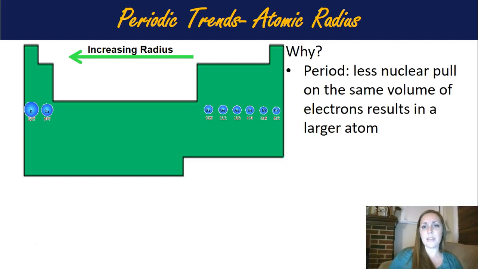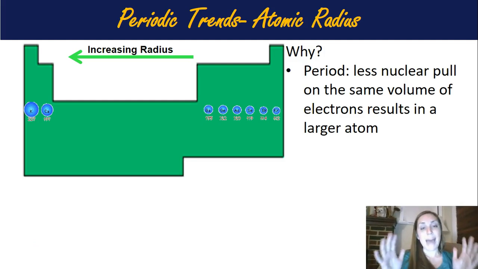Why is that? Because there's less nuclear pull. Remember, those are the number of protons in the nucleus. And you have the same volume of electrons. What I mean by that is the maximum energy level they can get, the biggest they possibly could go out to because of how much energy they have. Okay, so we're all in the same period, so we have the same maximum energy levels of the atom.